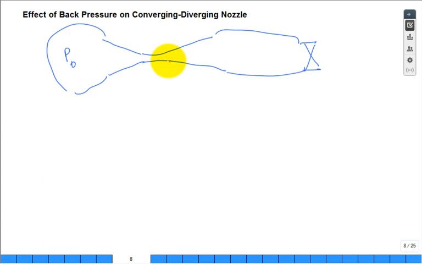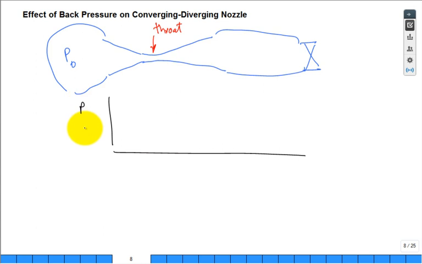Right in here, what do they call that section? The minimum area? They call it the throat. Yeah, the throat. And so what we're going to be interested in is a plot of the pressure as a function of location, especially going in the converging section, hitting the throat, and then the diverging section, and then coming at the exit of the nozzle where it then exits into a larger chamber. And that larger chamber's pressure is controlled by this valve, so it's a back pressure.